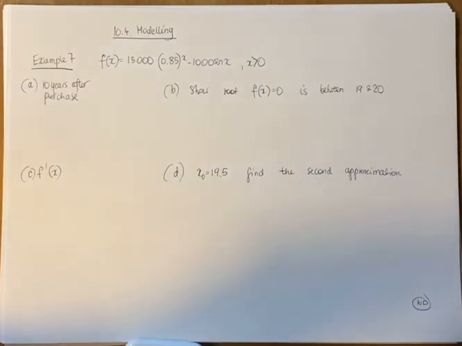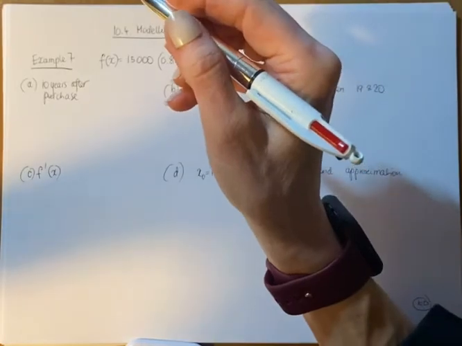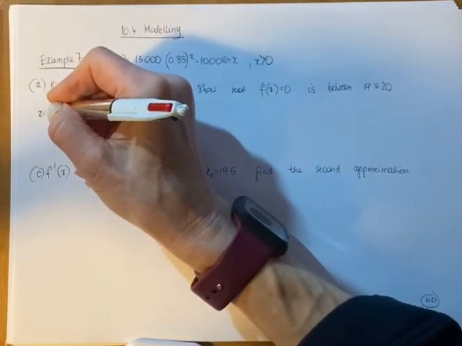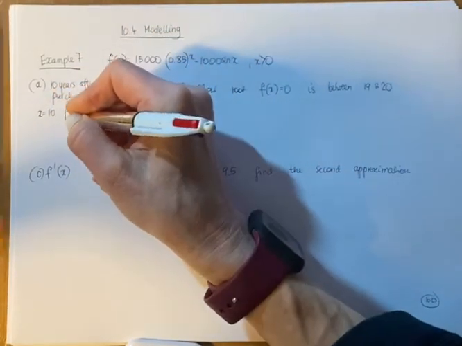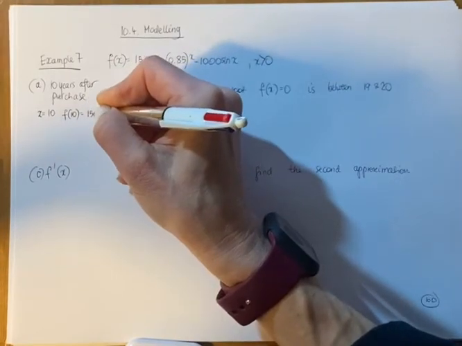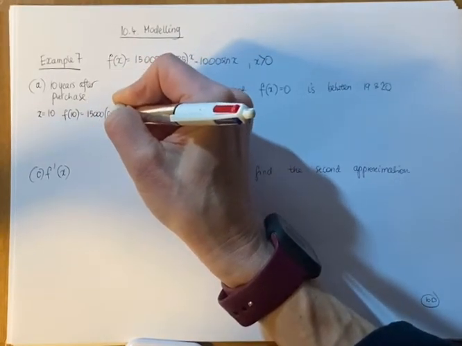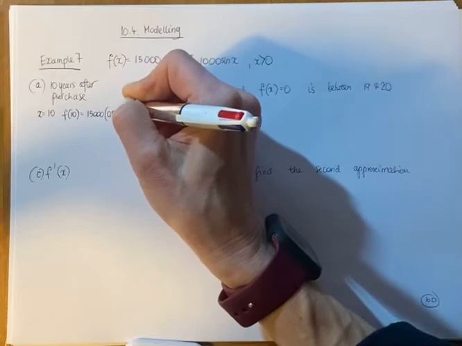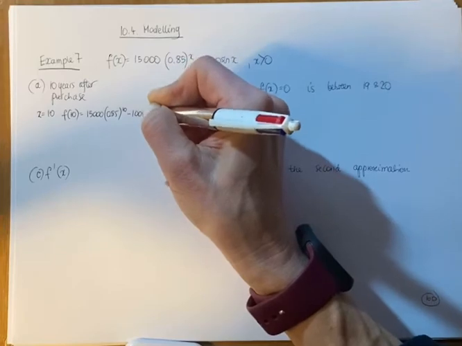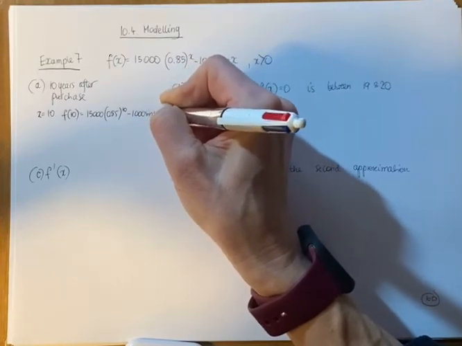Okay, so in part A, we use this model to find the value to the nearest £100 of the car 10 years after purchase. So if x represents the time in years, x is equal to 10, we're going to sub it into the equation. So it's going to be 15,000 times 0.85 to the power of 10 minus 1,000 sine 10.